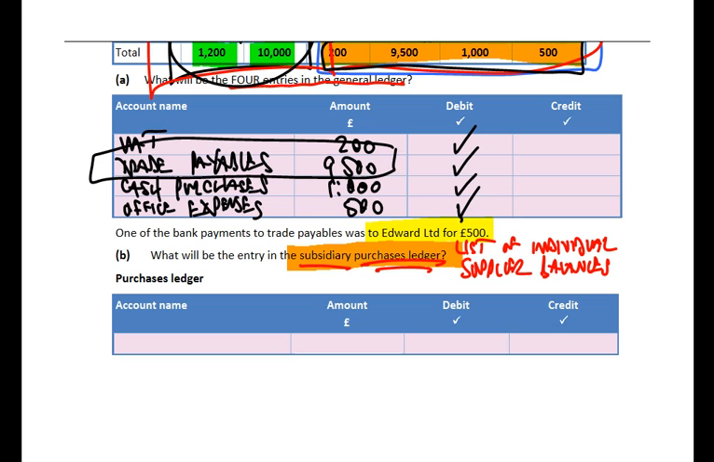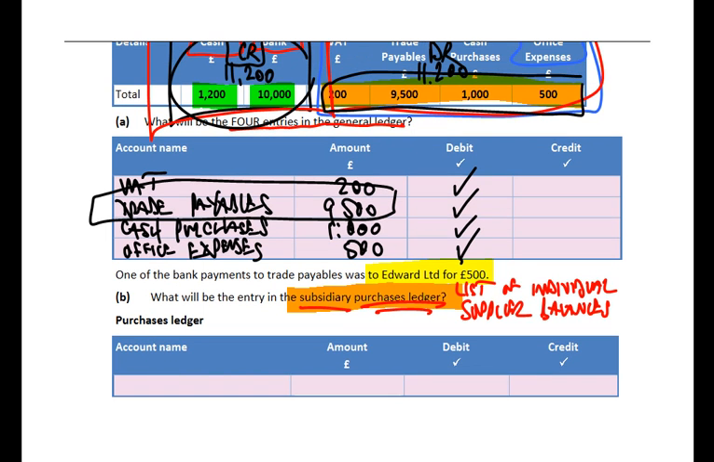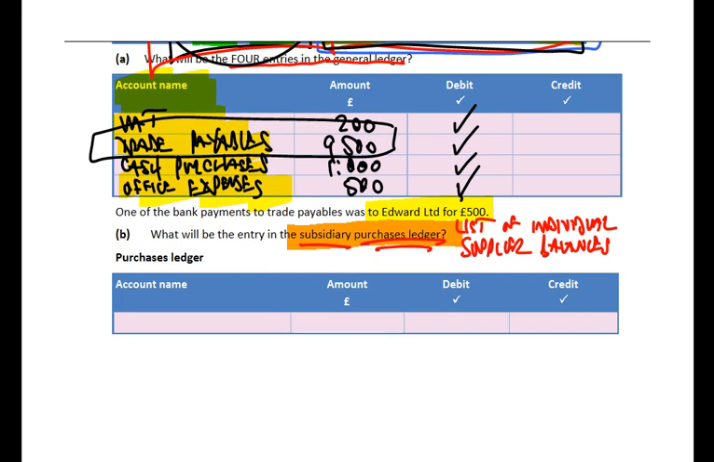Now, what you've got to be a bit careful with here is the account names you're using. If you remember in part A, the account names were literally the ledger accounts relating to each category in our account, so trade payables or VAT or cash purchases. They're literally the T accounts or the ledger accounts in the general ledger. When we're dealing with the purchases ledger, though, this is for individual suppliers, isn't it? So in fact, the account name will be the name of the supplier we're paying. So in your drop-down menu, you should find an option for the supplier you're paying off. So I'd choose Edward Limited. Don't be confused and pick trade payables.